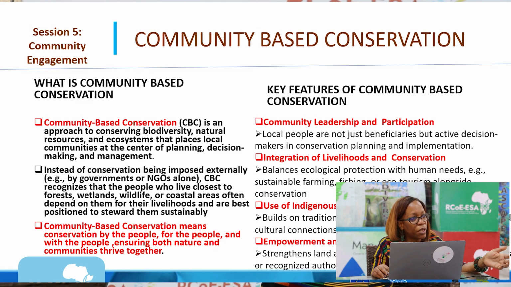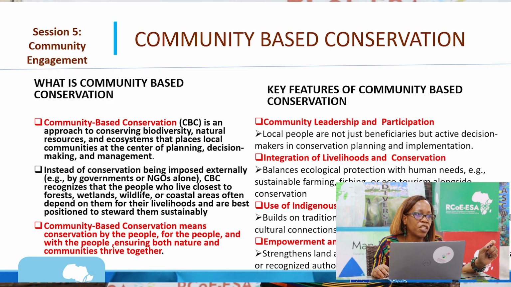and decision-making and management. So instead of conservation being imposed externally, it recognizes that the people who live closest to the forest, wetlands, and wildlife, or coastal areas, often depend on them for their livelihoods and are best positioned to steward them. Actually, this even prevents exploitation of these conservation areas. Therefore, the key issue here that we should note is that community-based conservation means conservation by the people, for the people and with the people, ensuring that both nature and communities thrive together instead of one outdoing the other. Because even animals can destroy crops, and also human beings can destroy the environment.